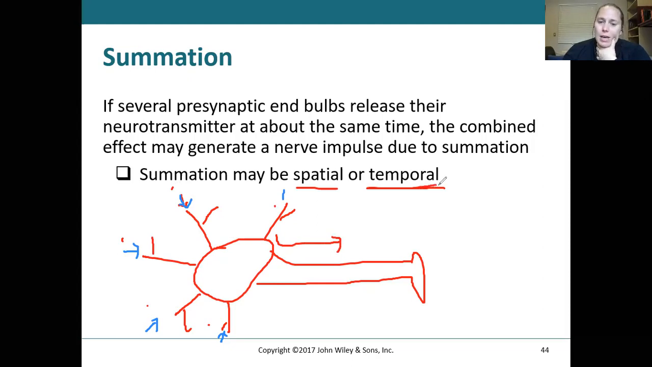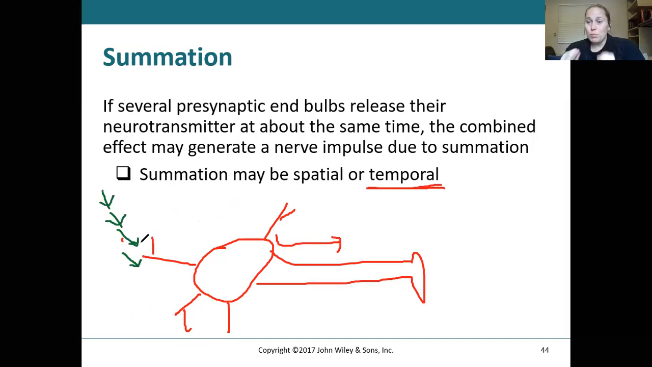The second type of summation is temporal summation. So temporal summation is different in the fact that you don't have it occurring at a bunch of different dendrites at the same time. In the case of temporal summation, you just have it occurring a bunch of times at a single site. So here you have boom, boom, boom, boom, a bunch of summations happening at the exact same time. And that causes you, person, to fire an action potential.